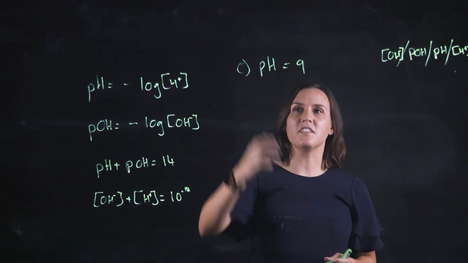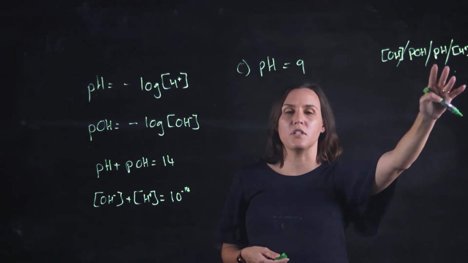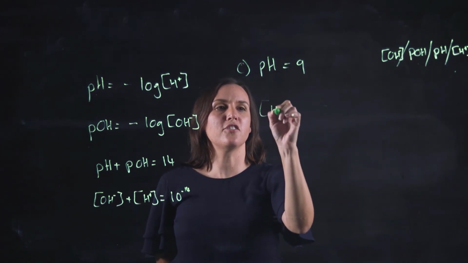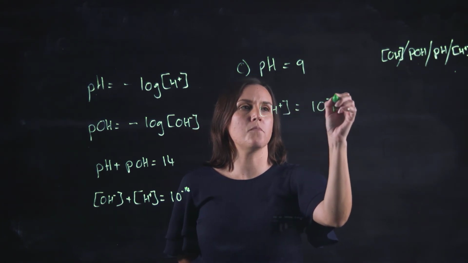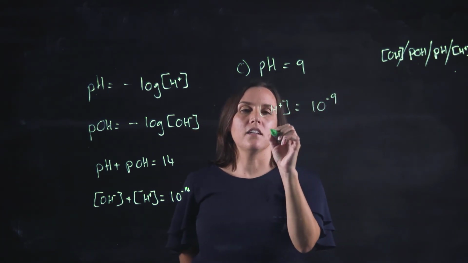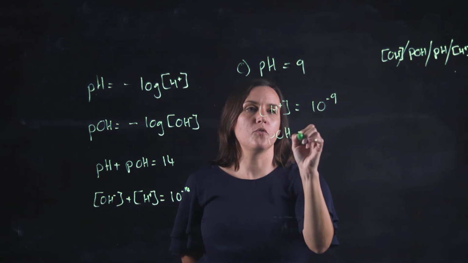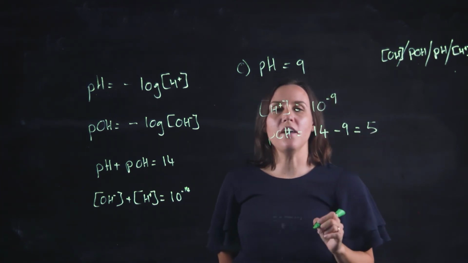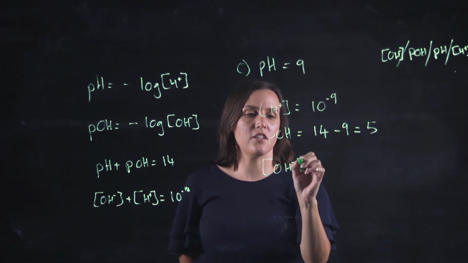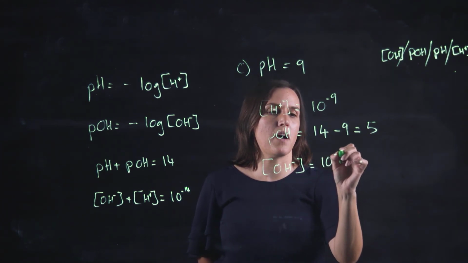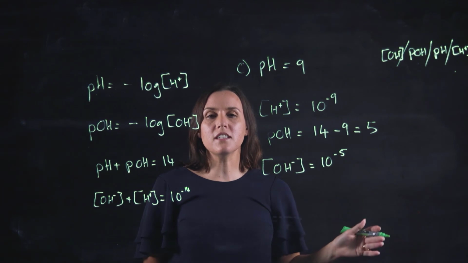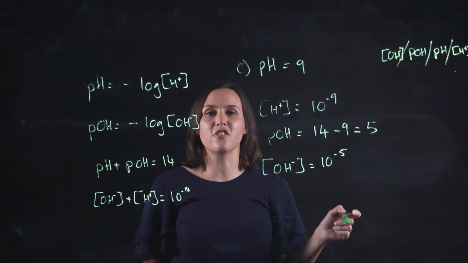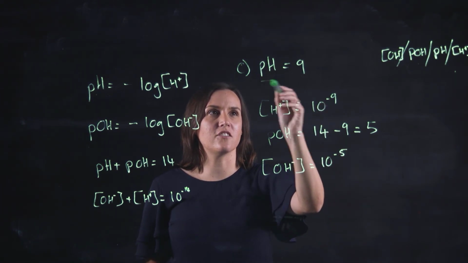So with this last one, so C, pH equals 9, and I want to switch between these ones here. So if my pH equals 9, my hydrogen ion concentration would be 10 to the minus 9. My pOH would be 14 minus 9, so it'd be 5. And then my hydroxide ion concentration would be 10 to the minus 5. So very simple to switch between strong acids and strong bases when you've got your pH, your pOH, your hydrogen ion concentration, and your hydroxide ion concentration.